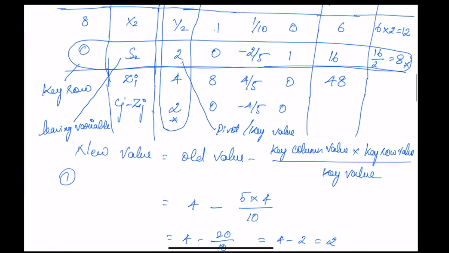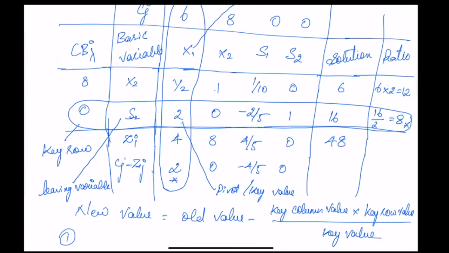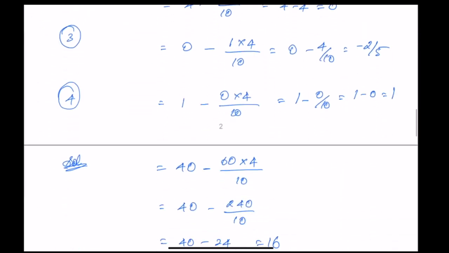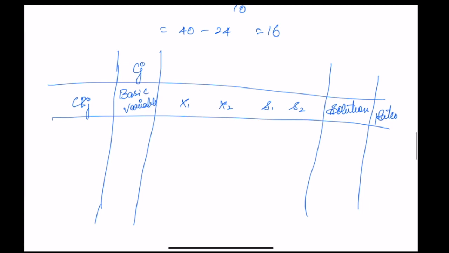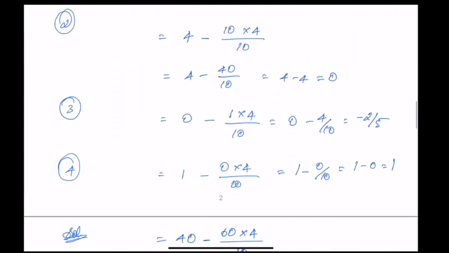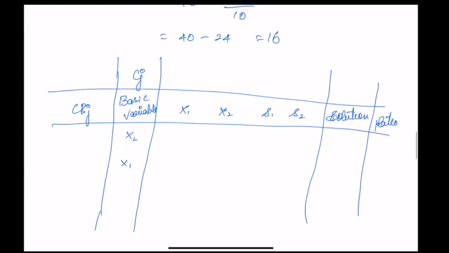Now, since S2 is the leaving variable and X1 is the entering variable, we are going to replace this S2 with X1. So X2, X1. The coefficients we are going to write the same, 6, 8, 0, 0. The coefficient of x2 is 8 and the coefficient of x1 is 6.